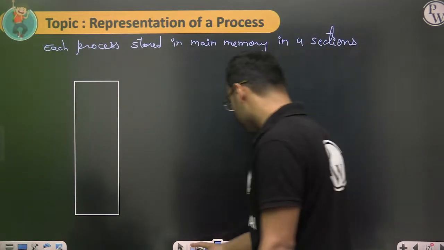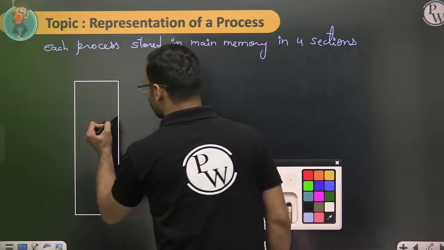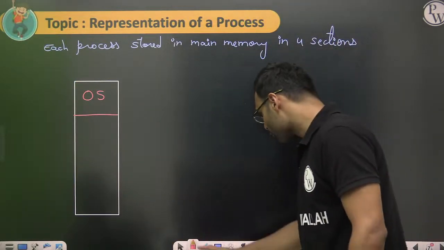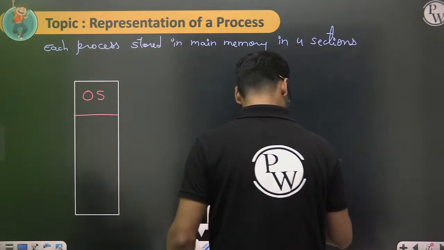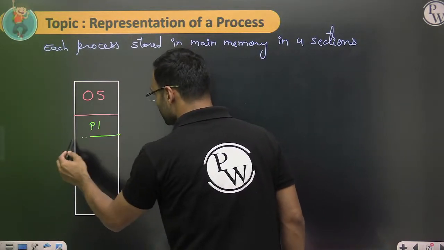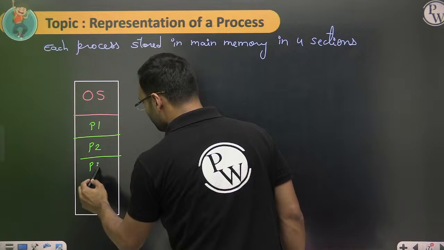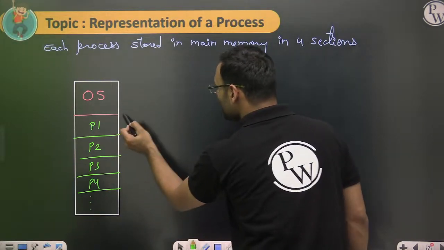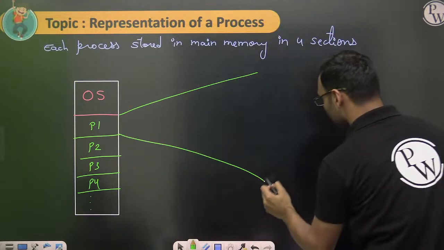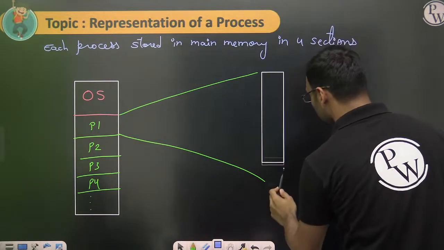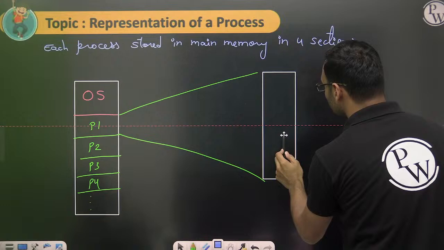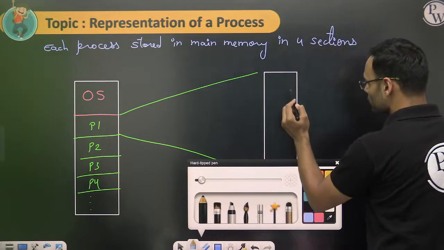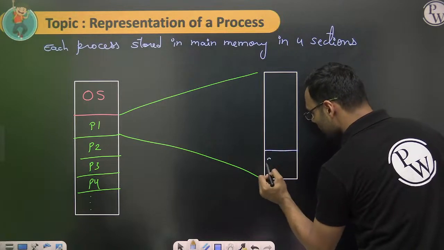Now, what are those 4 sections? Of course, first of all, the operating system is in the initial part of main memory. Apart from that, for each process, let's say we have process P1, then P2, then P3. So many processes are there, right? Any single process you take, you can see it storing content in 4 sections. What are those 4 sections?